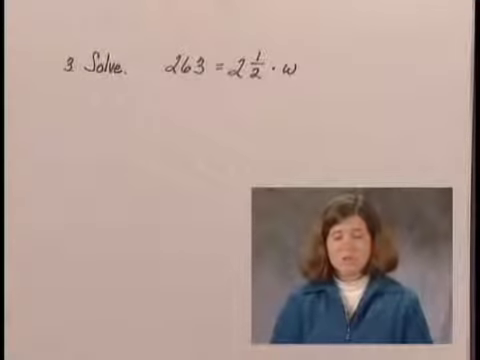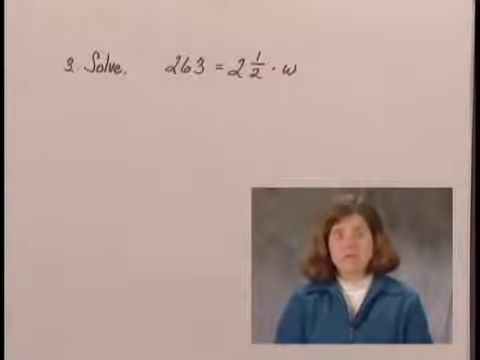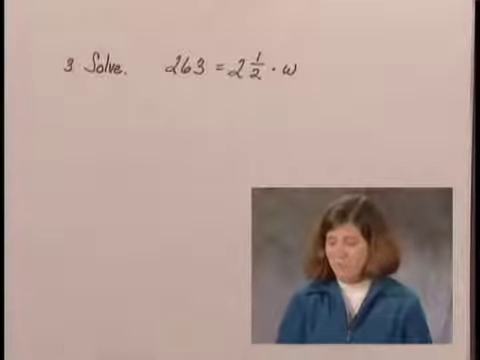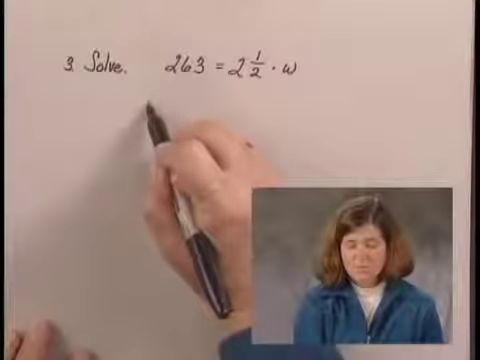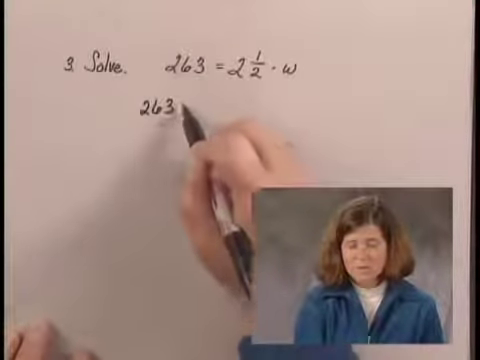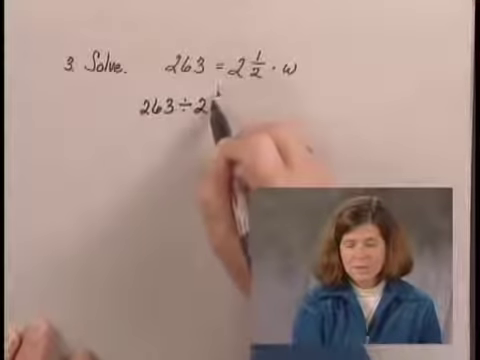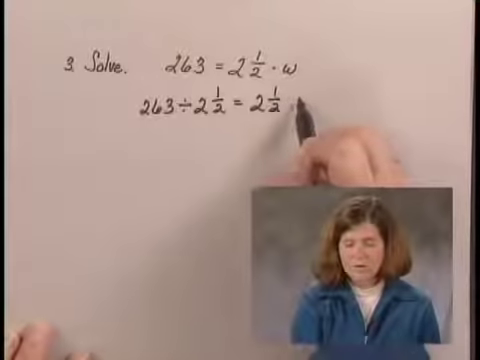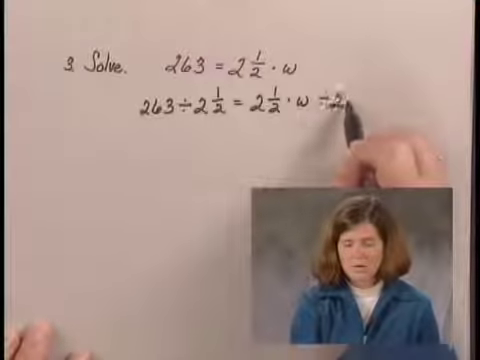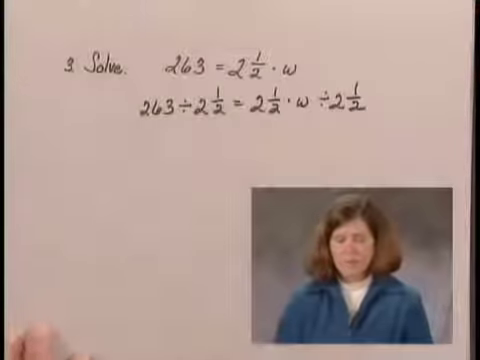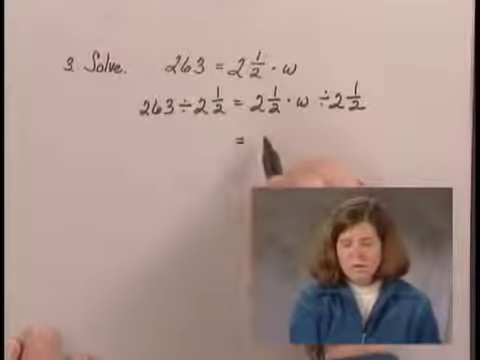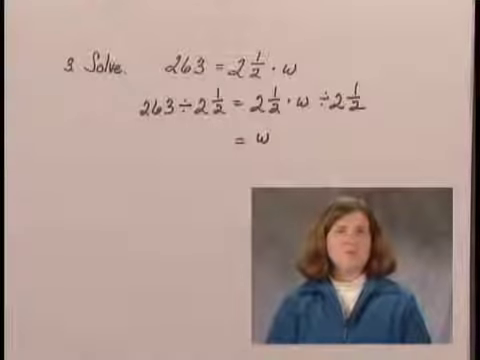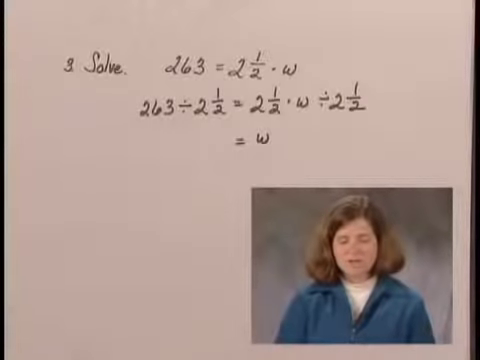To solve the equation 263 equals 2.5 times W, we need to divide both sides of the equation by 2.5. So we will divide the left side of the equation by 2.5 and the right side of the equation by 2.5. On the right side, this would simplify to just W. And on the left, since I'm dividing with mixed numerals, I want to convert this mixed numeral to fraction notation.